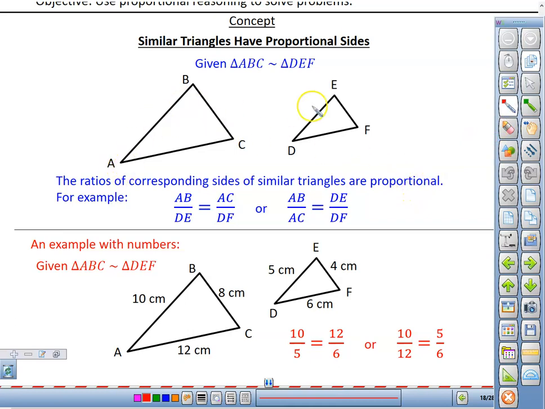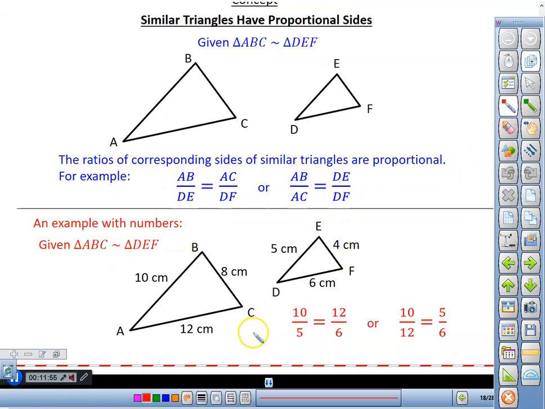So if you take a ratio of any pair of sides and compare that to the ratio of another pair of sides, those two ratios will reduce to the same number. So that creates a proportion. This ratio equals that ratio in our triangles. And this is an example with numbers to remind you.